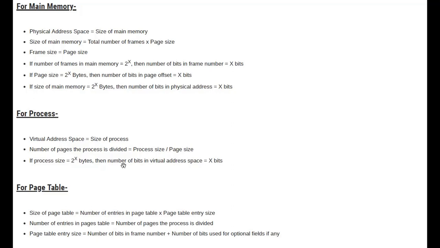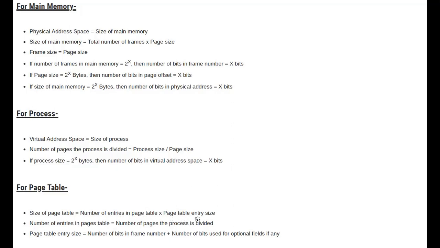We can understand this by taking inverse, like if the number of bits used in the virtual address is x, what is the size of the process? That means 2 raised to power x. Now page table, size of the page table. Size means total number of rows in the page table is equal to number of entries in the page table multiplied by page table entry size. How many different entries are there in the page table and size of the one entry in the page table.